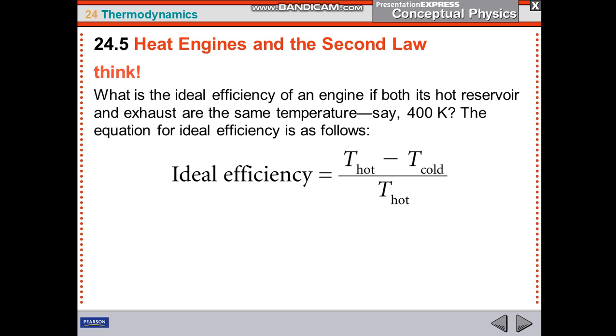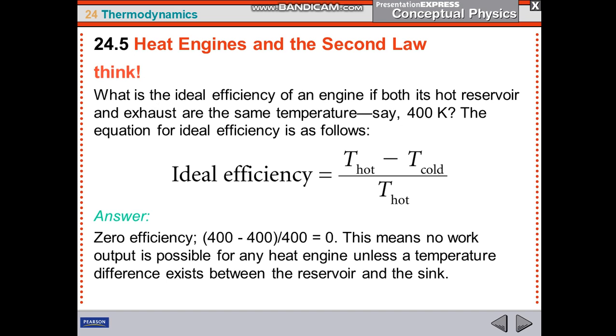There is a think question here, try to solve it. Okay, here is the answer. So you can see 400 Kelvin, again 400 Kelvin. In both T hot and T cold, the hot reservoir and cold reservoir, input and output are at the same temperature. So the answer is 0, so there is no efficiency.